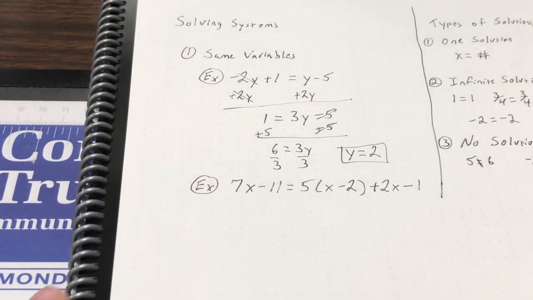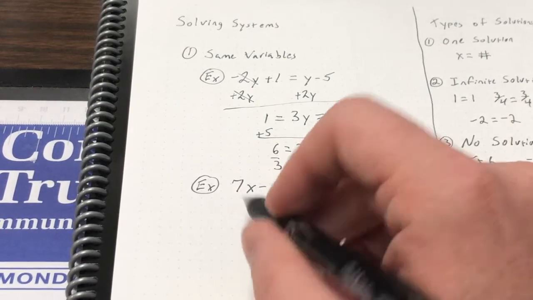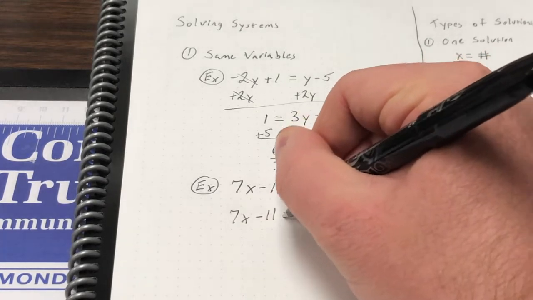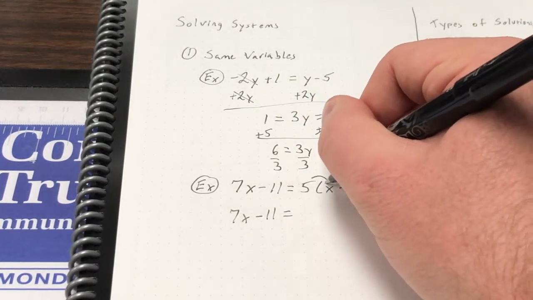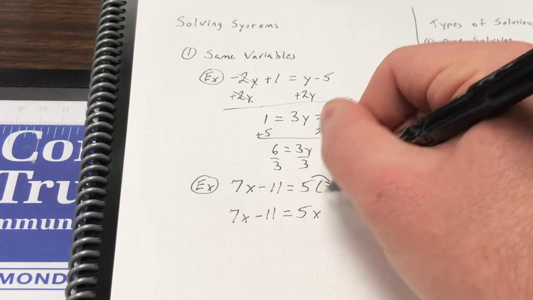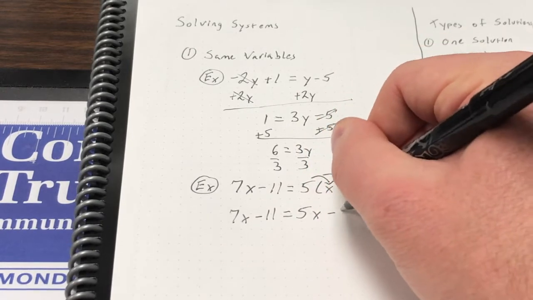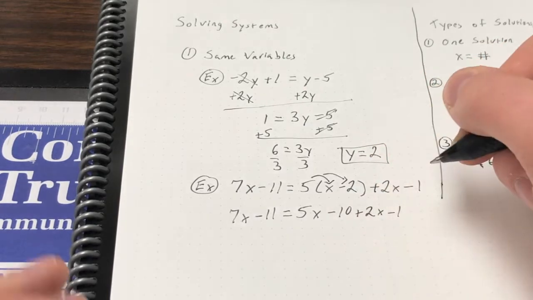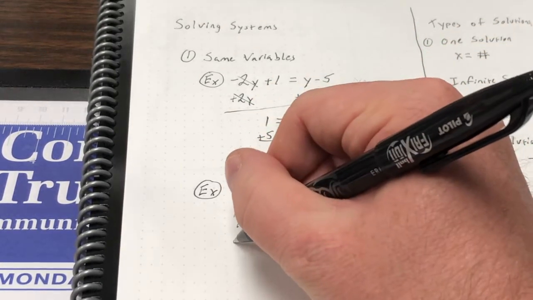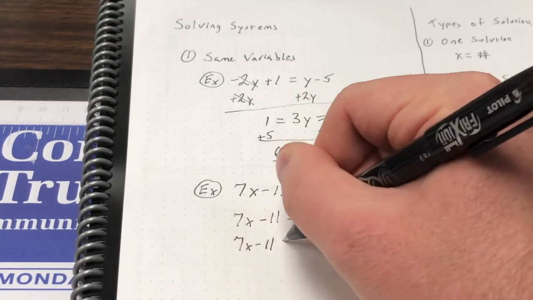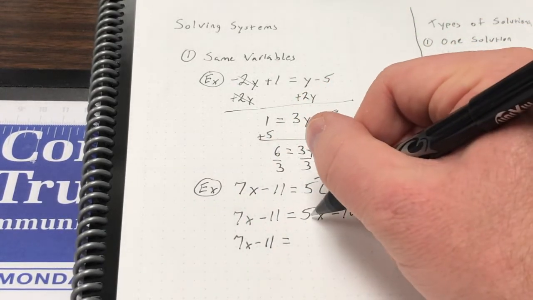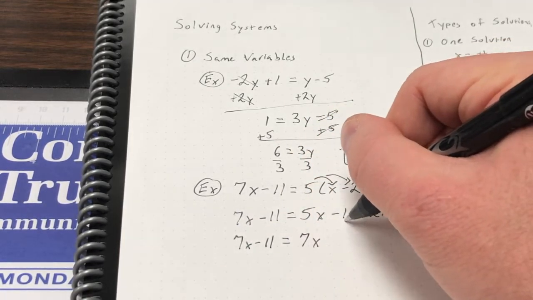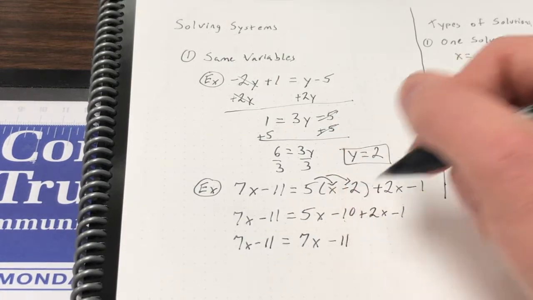Next example. There's nothing to do on this side, so I just get 7x minus 11. And then I want to distribute my 5x, -10, and then this part just kind of drops down. So these are multi-step equations. 7x minus 11, I'm still not doing anything there. And then I could put 5x with 2x, that's going to give me 7x. -10 and a -1 is -11.